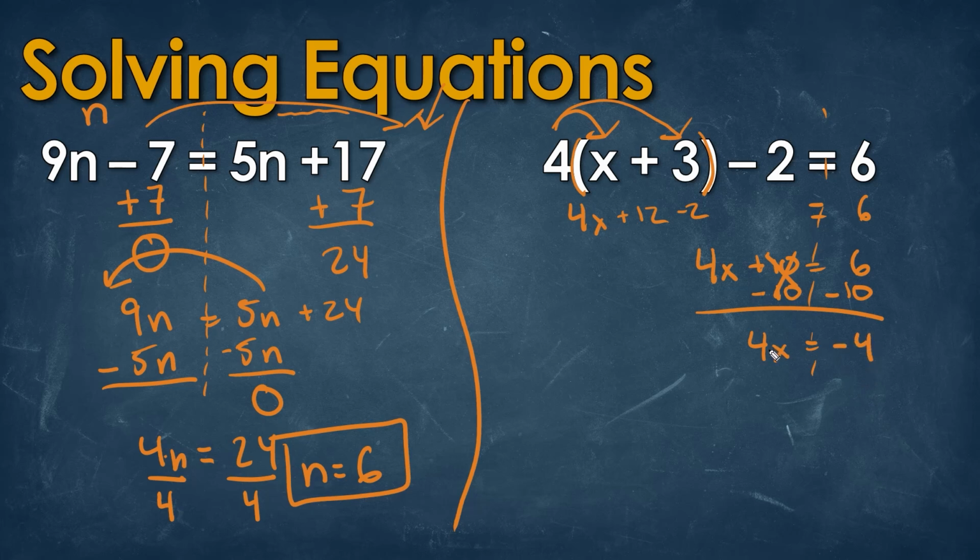Since now we have 4 times x on this side, to get an x all by itself, we have to do the opposite of this. So since we have 4 times, we're going to do division, which means we have to do it on both sides.